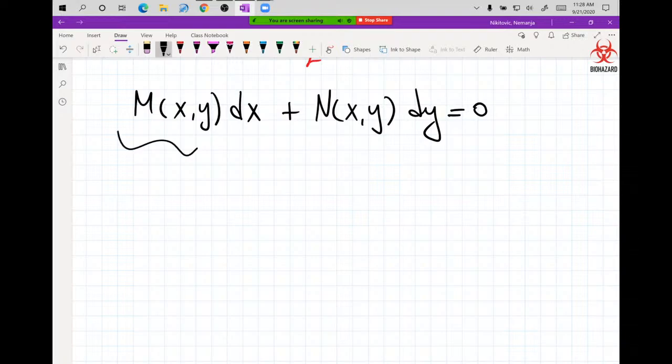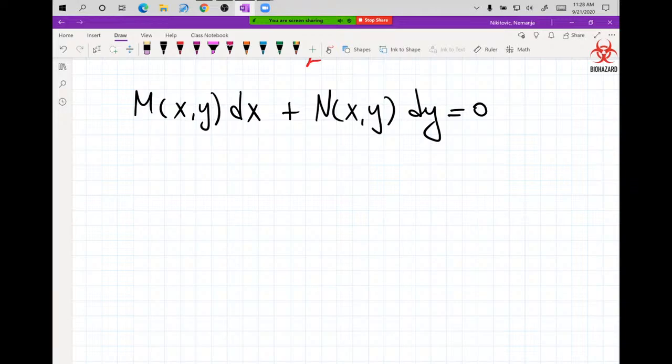We have a differential here, which is the measurement of the change in the x direction. And you have the measurement here, which is the measure of change in the y direction. And then you have the total of that change equaling 0.